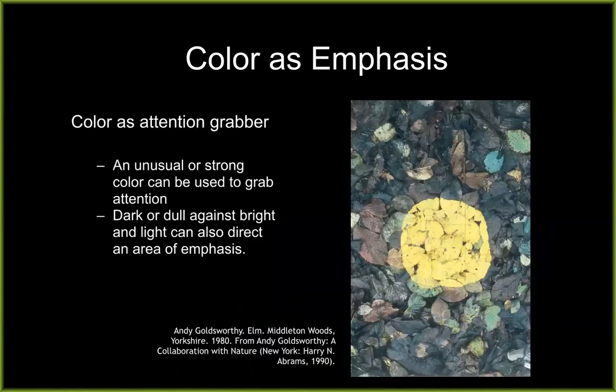This is Andy Goldsworthy again, and this is really interesting. You might think that he painted this yellow circle on these leaves, but in reality, he took yellow leaves and carefully tore them and matched them up to the dark leaves, and then created this circular shape on a bed of darker leaves.